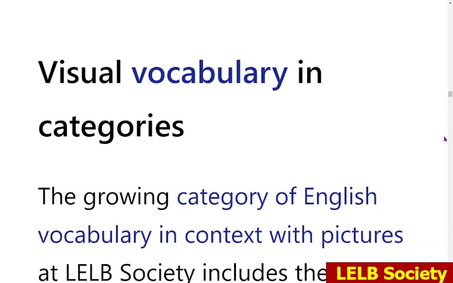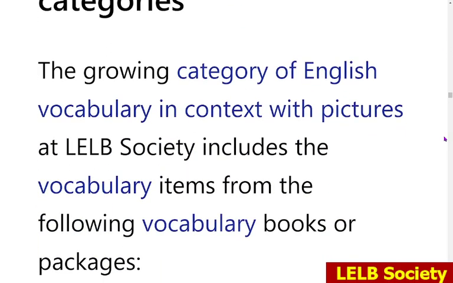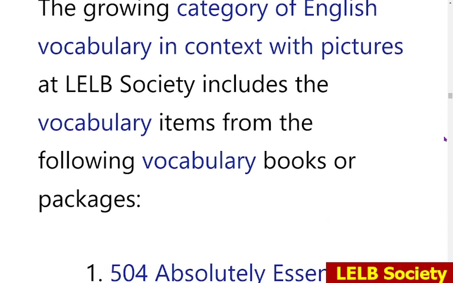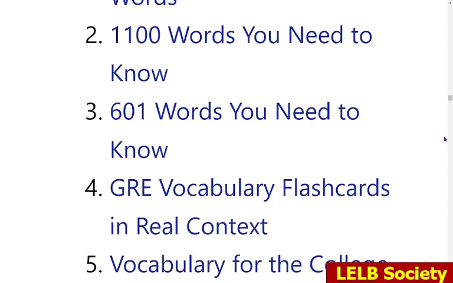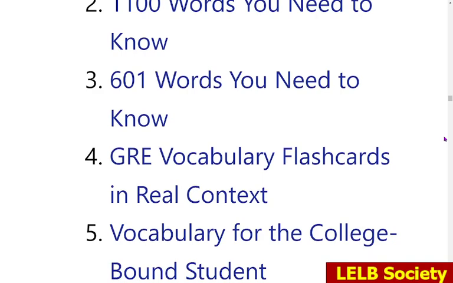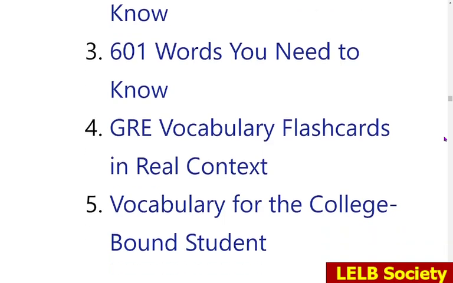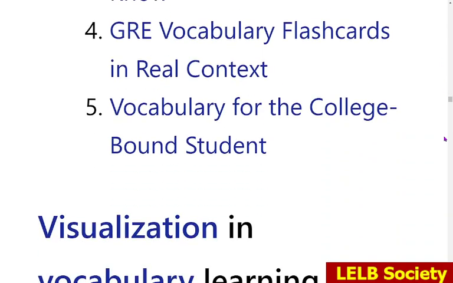Visual vocabulary in categories. The growing category of English vocabulary in context with pictures at LELB Society includes the vocabulary items from the following vocabulary books or packages: 504 Absolutely Essential Words, 1100 Words You Need to Know, 601 Words You Need to Know, GRE vocabulary flashcards in real context, and Vocabulary for the College-Bound Student.